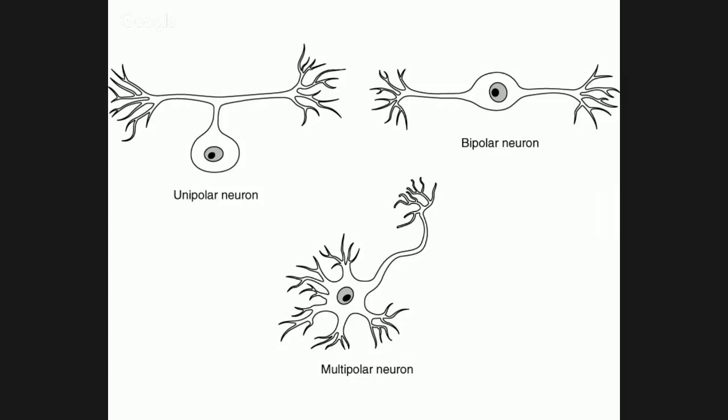The multipolar neurons come in a bunch of different shapes and sizes. We looked at several of them last time. The motor neurons of the spinal cord were the first ones that we looked at, which are the motor unit neurons, the ones that control muscle contraction directly.